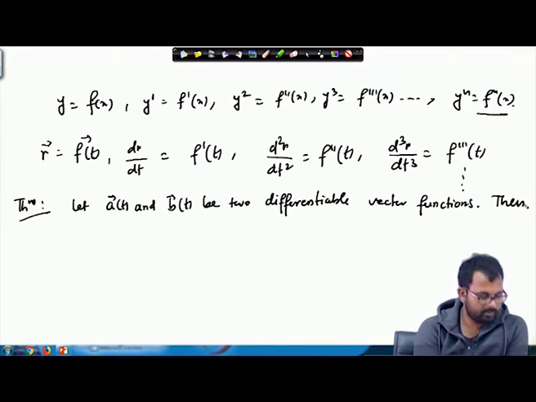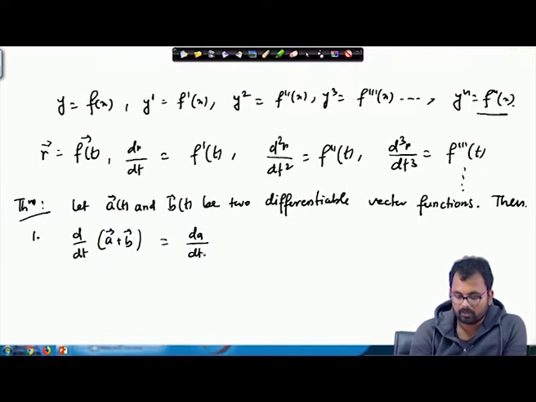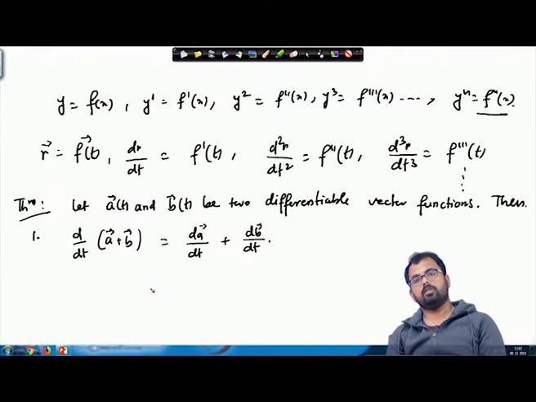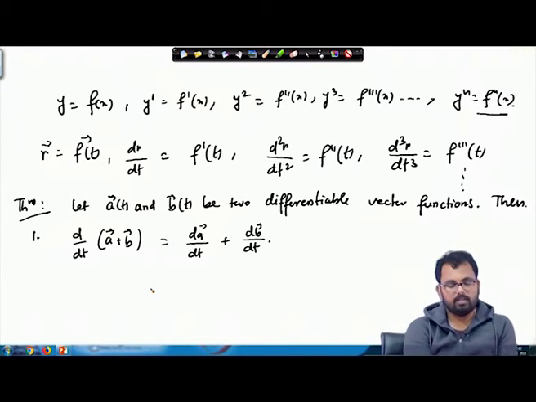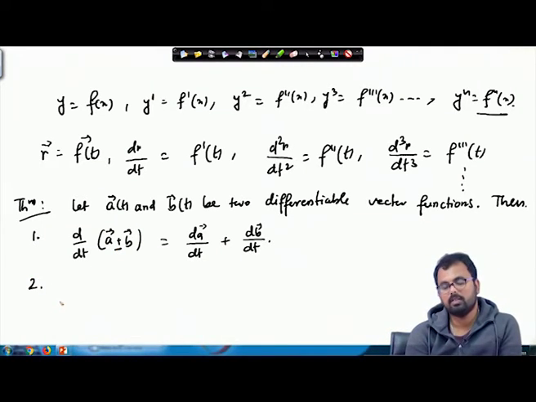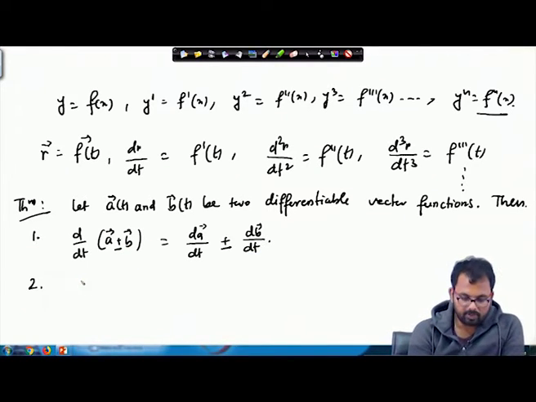So the first rule is d/dt of (A plus B) is equal to dA/dt plus dB/dt. That means differentiation of the sum is equal to the sum of the differentiation. Secondly, if you have subtraction, then the derivative of the difference is equal to the difference of the derivatives. Third is the dot product.